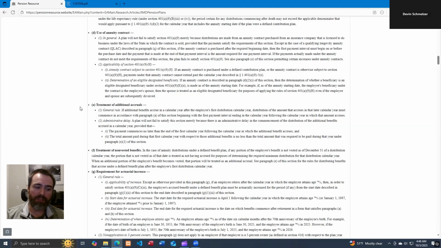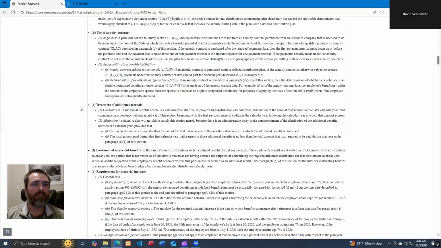So after your first distribution year, you look at your calendar years for the total monthly amount to be paid out, monthly or annual, but your total accrued benefit for the prior year is how much times 12 that you need to pay out for the current year. So you've got the whole year to get that squared away.